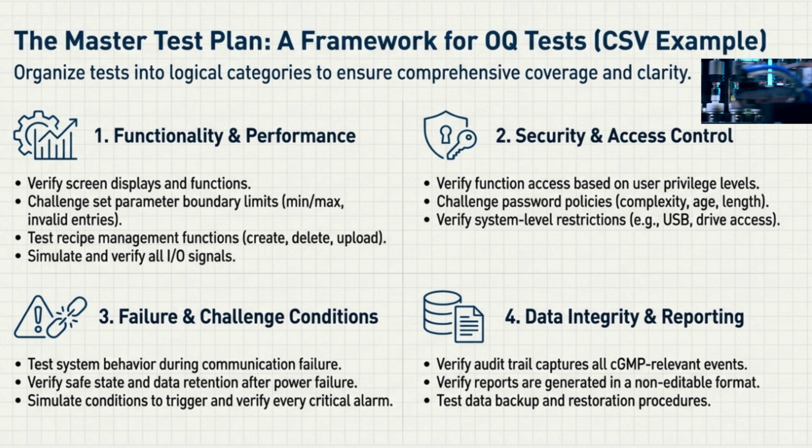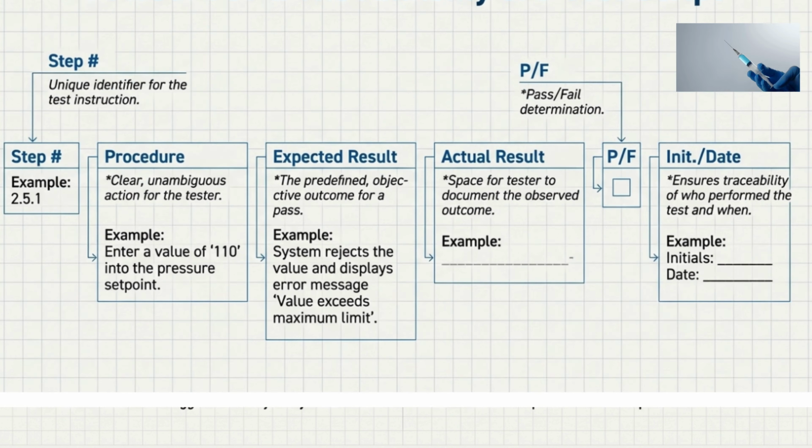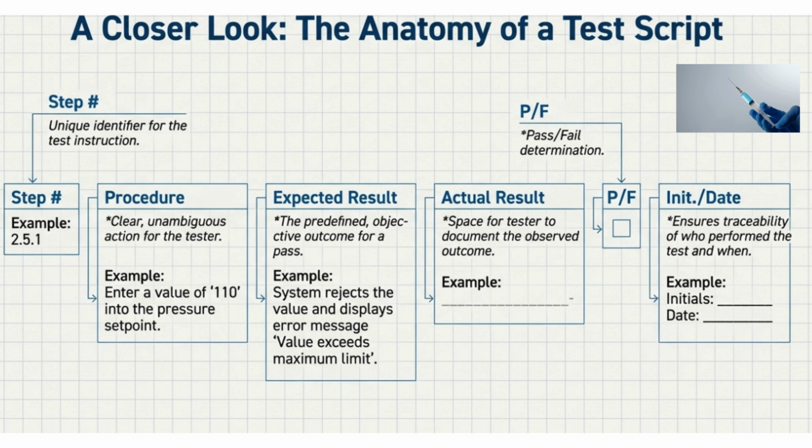To keep your protocol organized, categorize your tests into a master test plan. First, address functionality and performance, the basic buttons, screens, and recipes. Second, address security and access control, ensuring only authorized users can change critical parameters. Third, focus on the failure and challenge conditions we mentioned earlier. Finally, emphasize data integrity. You must verify that audit trails capture all relevant events in a non-editable format, satisfying the requirements for electronic records.